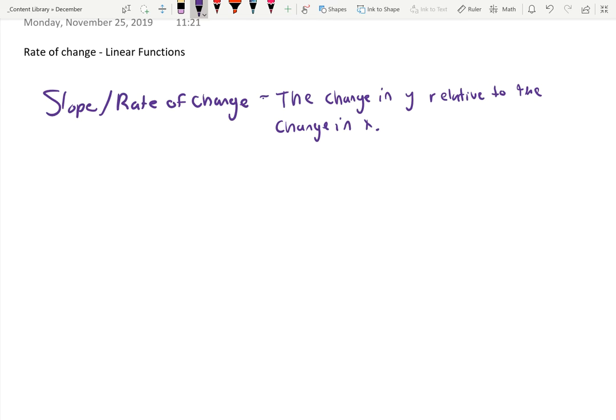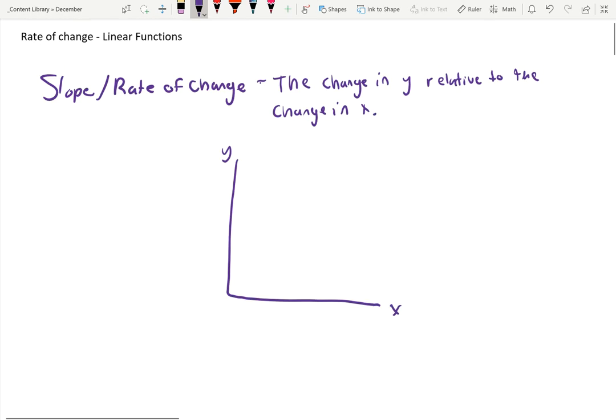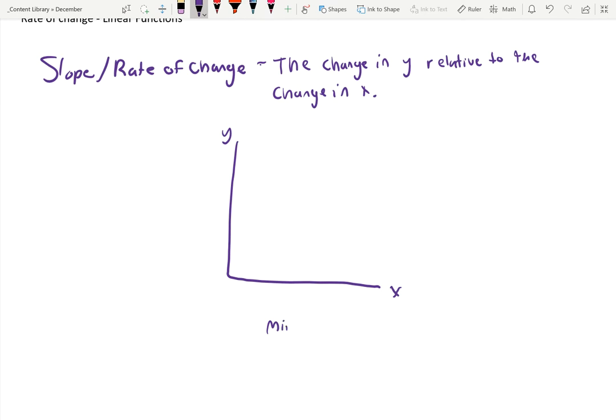So what does that really mean, though? Let me give you an illustration. Let me draw you a picture here. Let's draw a really crappy graph to give you an idea. So let's say that x is minutes, and let's say y is feet.